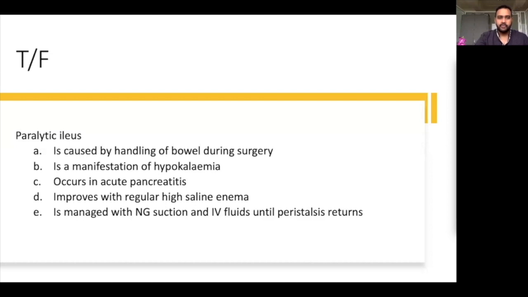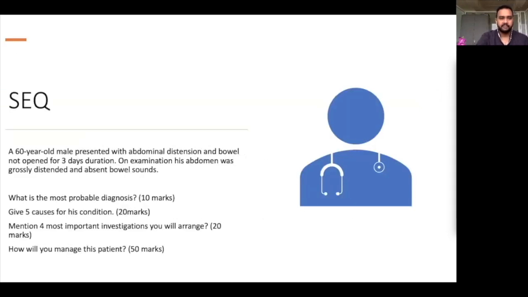Then the second true or false question. Again, paralytic ileus is caused by handling of bowel during surgery, is a manifestation of hypokalemia, occurs in acute pancreatitis, improves with regular hypertonic saline enema, and is managed with NG suction and IV fluids until peristalsis returns. So we need to find out what are the true answers and what are the false answers. We have to discuss them.